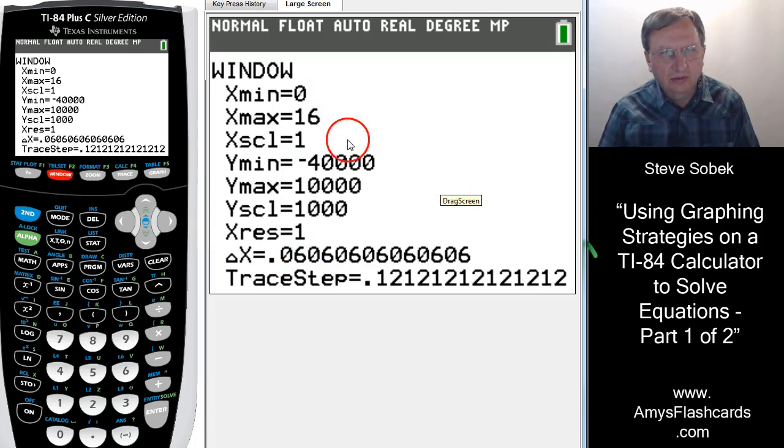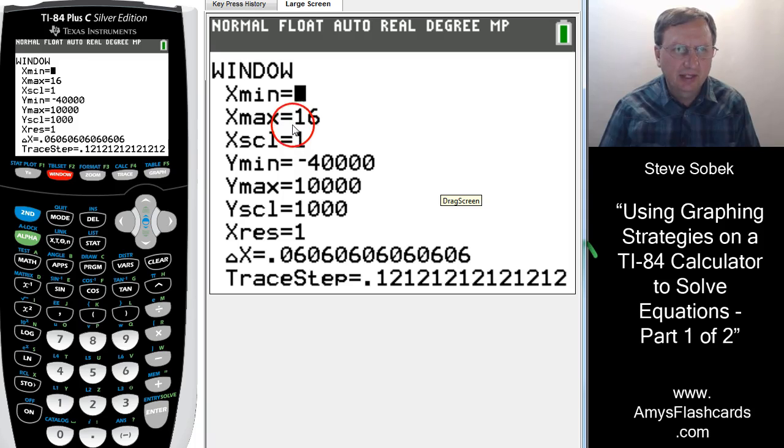you have your window set up similar to mine. Recall that we estimated that the x max would be less than 18 years. We're going to triple our money. We knew it had to be more than 9, so 16 seems like a good starting place. For y minimum, we saw that the y-intercept was negative 30,000, so let's go a little bit below that, negative 40,000.